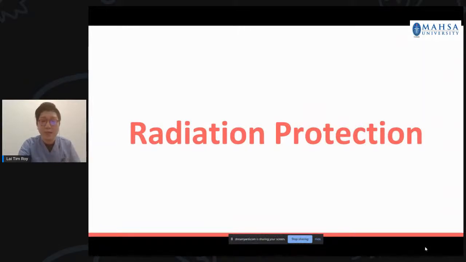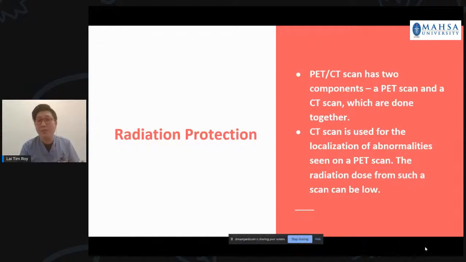Radiation protection for PET CT. A PET CT scan has two components, a PET scan and a CT scan, which are done together. The CT scan is used for localization of abnormalities seen on the PET. The radiation dose from such a scan can be low. We don't need a high quality or very clear CT scan when we do this fusion with PET CT. The radiation dose coming from this CT can be really low because we just need it for localization purposes. So therefore, we use a very low radiation dose.